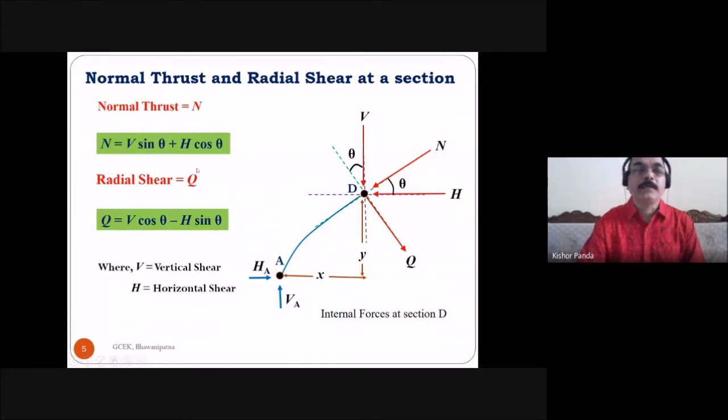Similarly, you can find out the radial shear. Take the component of V in the radial shear direction and the component of H in the radial shear direction. So Q is equal to V cos theta minus H sin theta, where V is the vertical shear and H is the horizontal shear. Using these two formulas for normal thrust and radial shear, you can find out the values of N and Q at any point in the 3-hinged circular arch.